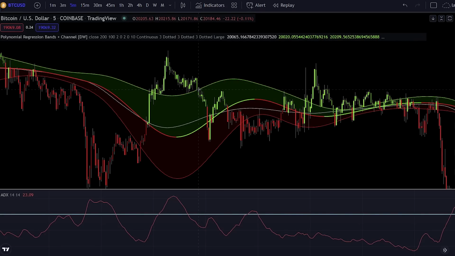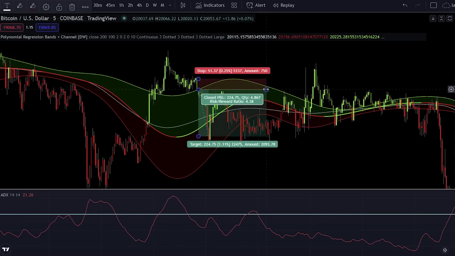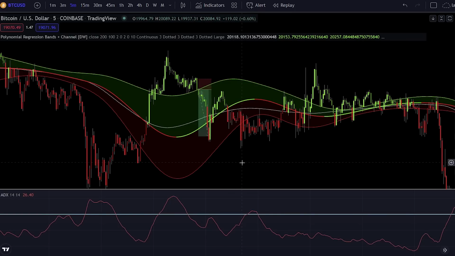Now we will enter into a sell position. We will place the stop loss at the recent swing high. We will put the take profit at the recent swing low or when the price reaches the lower band again. As you can see, the trade was indeed profitable again.